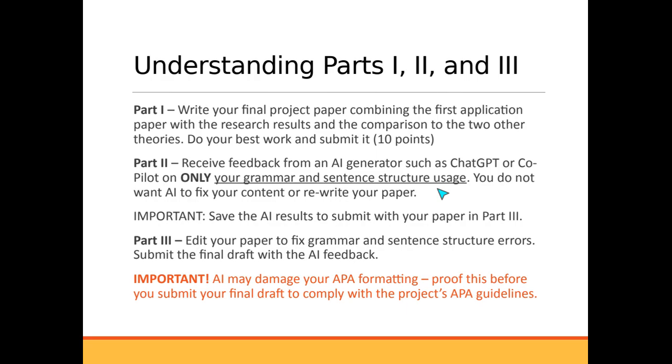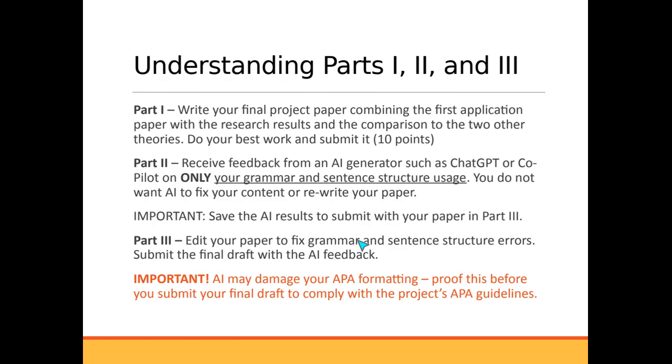And then you have to do something really important. Whatever results it gives you, you need to save a copy of those to submit with part 3. I want to see what you did, what you ask AI to do for you. And then if you want to use those edits that the generator gives you, go ahead and edit your paper to fix the grammar and the sentence structure errors.